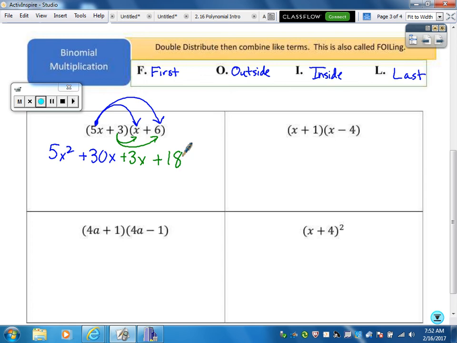So let's see what we just did there. We did inside to inside, so 3 to x, inside to inside. Inside to last, so there you go. Your FOIL has all been written out for you in that order.